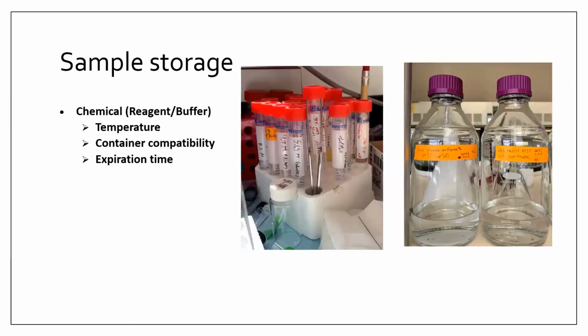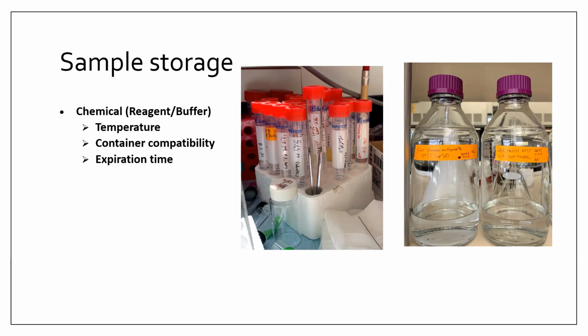Okay, and talking about sample storage, biological samples need to be on ice. Chemical storage is also important because you really don't want contamination in your buffer. So we need to know what temperature we are going to store them at and what container to use. Most of the chemicals we store are at room temperature. For some of them, like organic solvents, we want to store them in glass vials, and we also want to know the expiration time. That is why we have the date of make there.